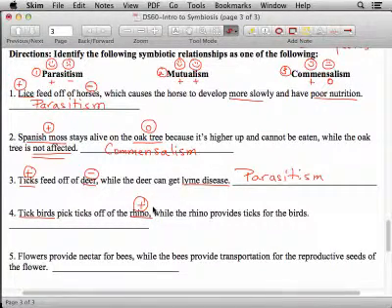And then we just need to figure out, what does the tick bird get out of this? Well, the rhino provides ticks for the birds. So the ticks are going to be a food supply. So this is also going to be a positive. So plus plus is an example of mutualism.